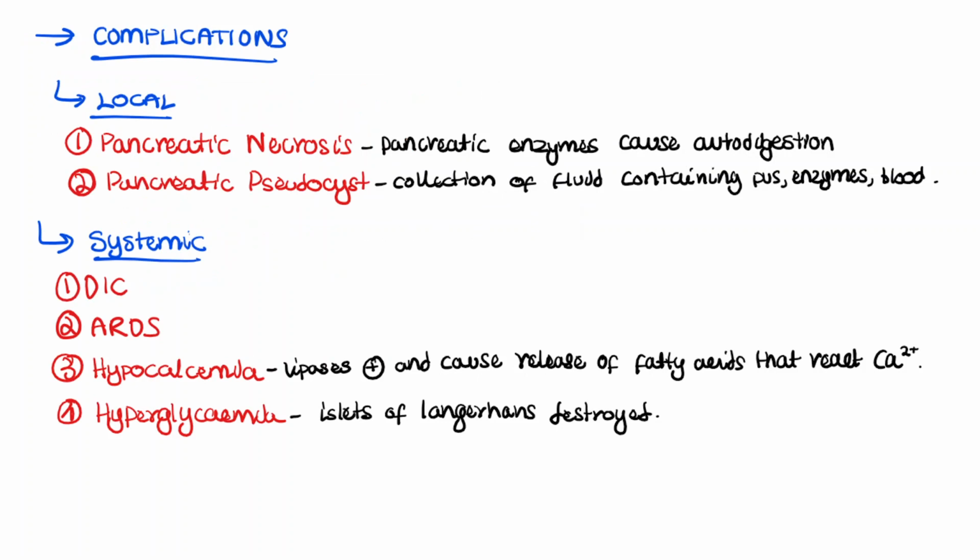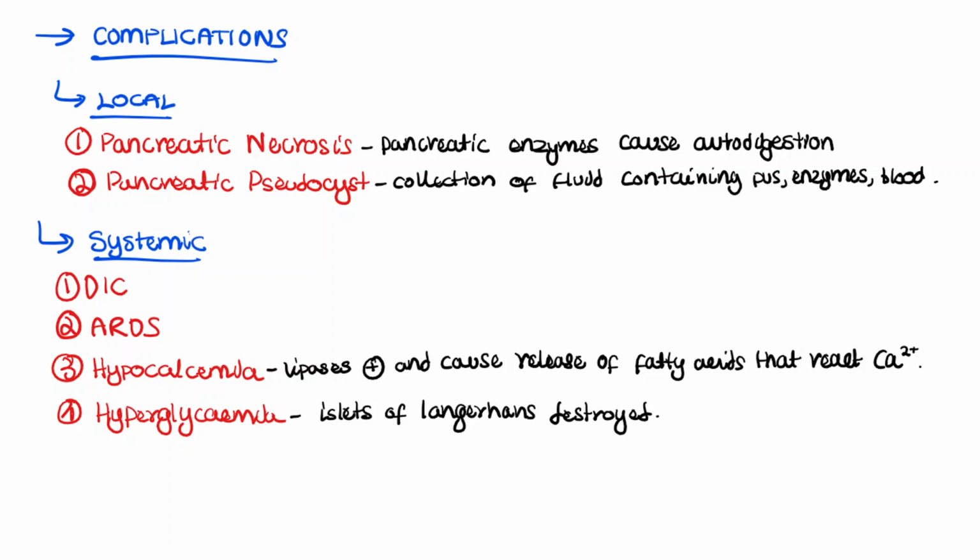The complications we need to know are local and systemic. The local complications include pancreatic necrosis and pancreatic pseudocyst. Pancreatic necrosis is where the pancreatic enzymes cause autodigestion, and the pancreatic pseudocyst is due to a collection of fluid containing pus, enzymes and blood. The systemic complications are first DIC, second ARDS, third hypocalcemia.